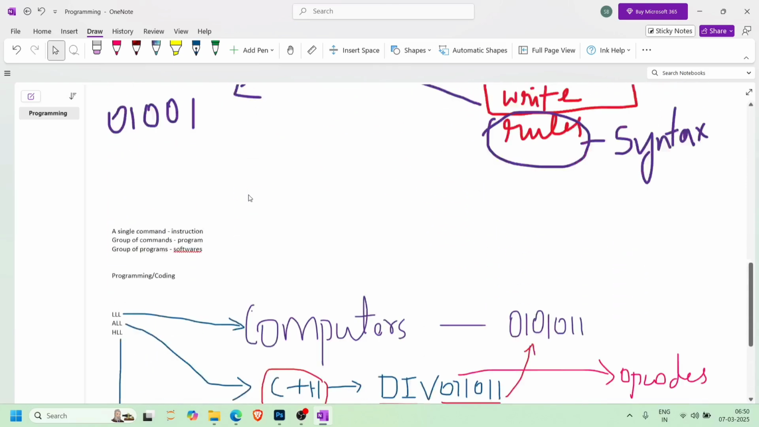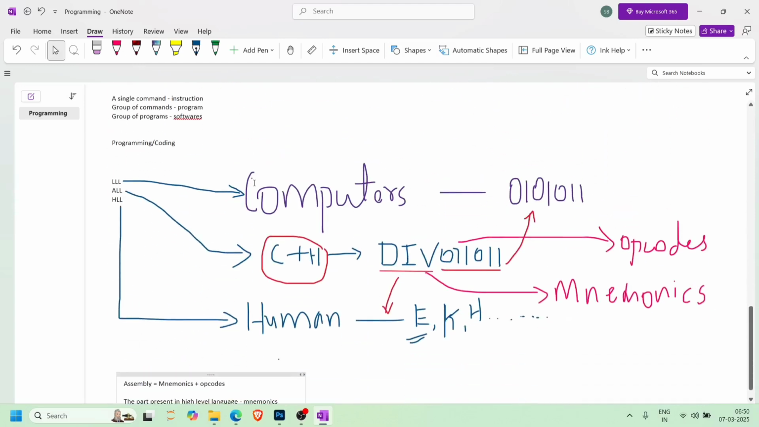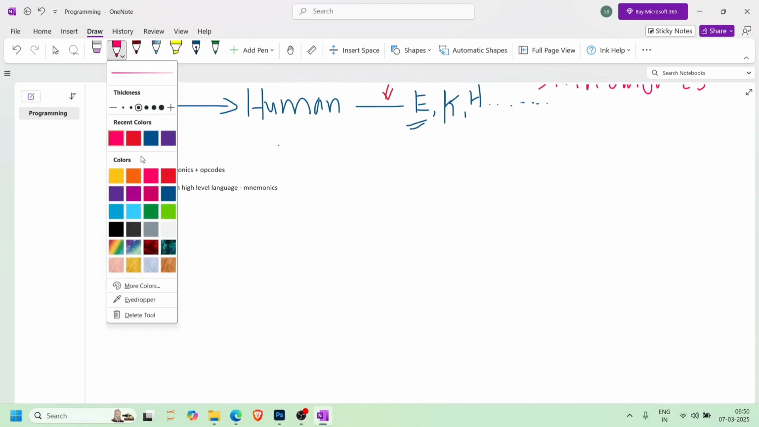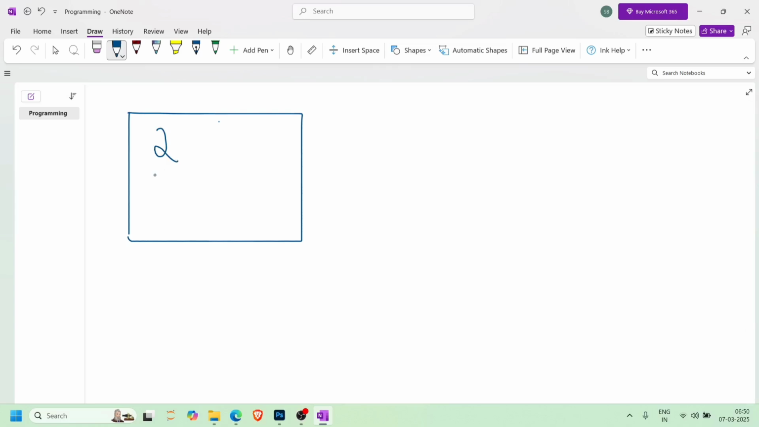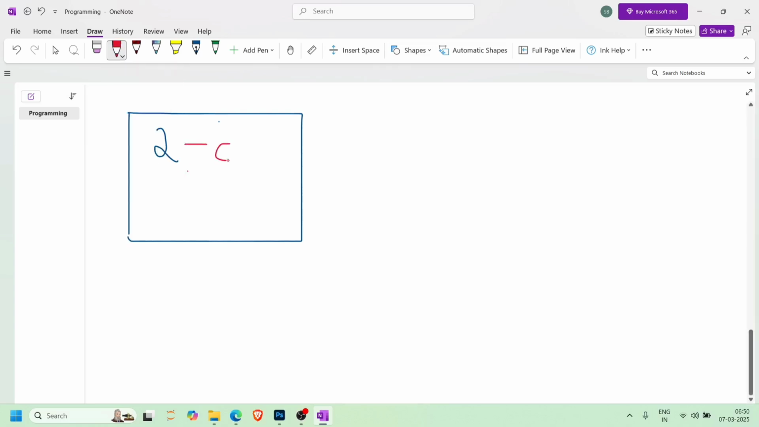I think you have understood what we mean by language, what we mean by program, and what we mean by software. Now let us dive into the actual syllabus. So observe here. Whenever we consider a program, a program consists of two parts. The first part is our data. The second part is our procedure or function.